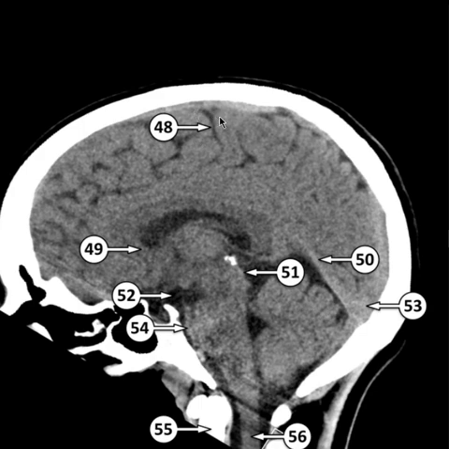48 is the central sulcus of Rolando, dividing the frontal lobe from the parietal lobe. Central sulcus of Rolando. 49 is the rostrum of the corpus callosum. And 50 is the straight sinus.